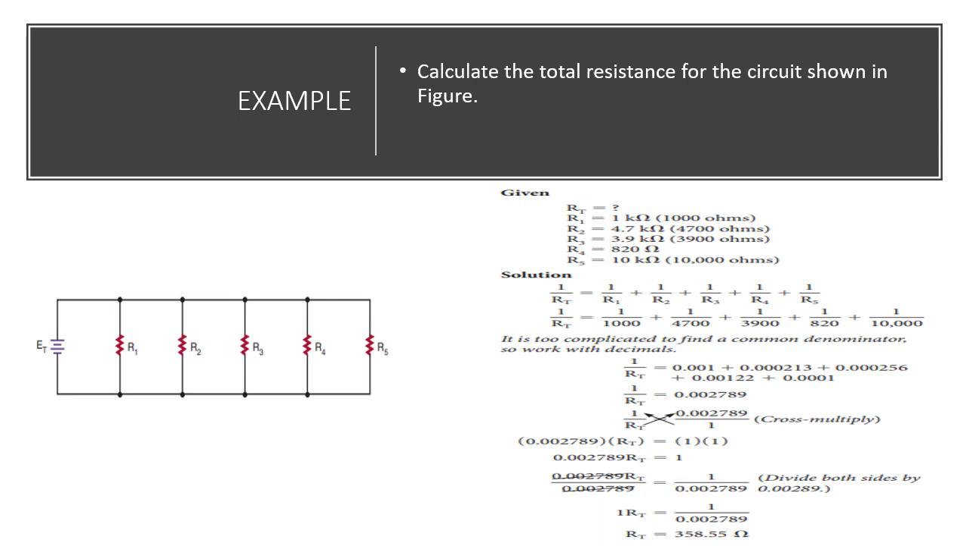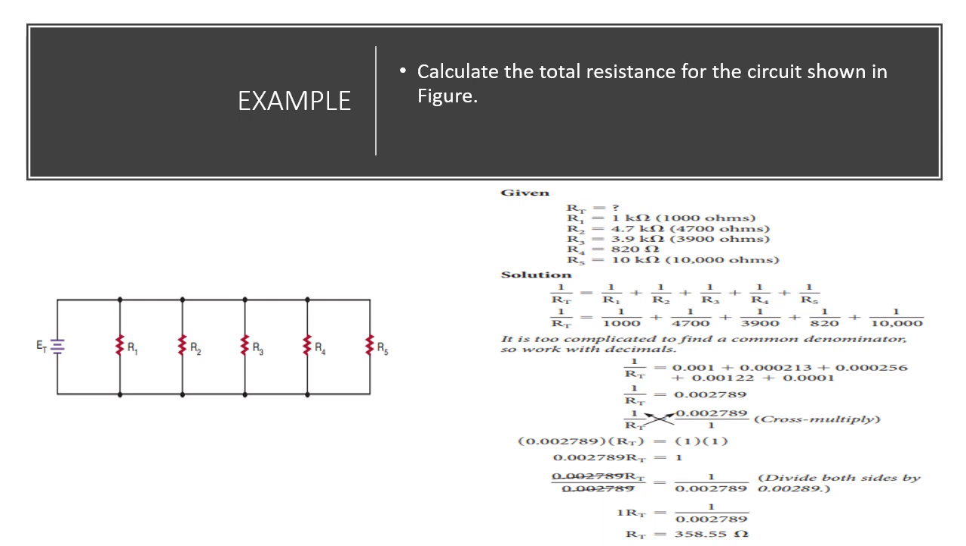Example: calculate the total resistance for the circuit shown in figure. In this example we need to find RT, which is the total resistance in the circuit. Given in the circuit values for R1 equals 1 kilo ohms, R2 equals 4.7 kilo ohms, R3 equals 3.9 kilo ohms, R4 equals 820 ohms, and R5 equals 10 kilo ohms. Because all resistors in the circuit are arranged in parallel, we need to use the formula as stated here.